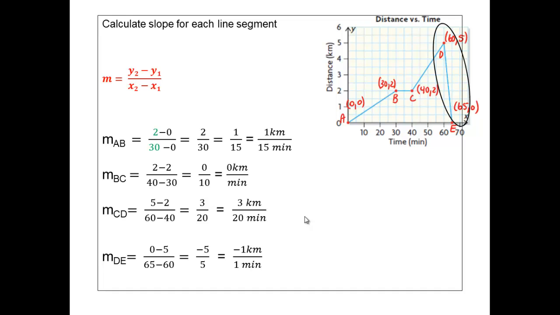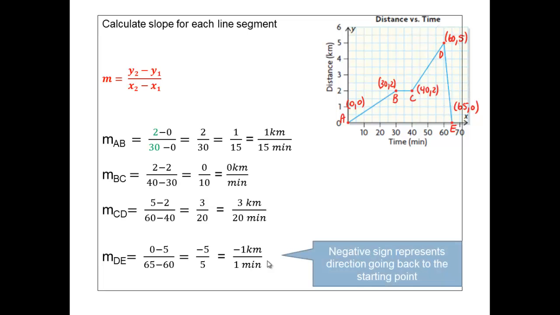And if we think about what that means, if we were to think of 60 minutes, which is an hour, that means we would be going 60 kilometers for every 60 minutes, or 60 kilometers an hour. And the negative sign here represents the direction going back to the starting point. Okay, so even though we have a negative slope, it means we are going in the opposite direction from where we started.